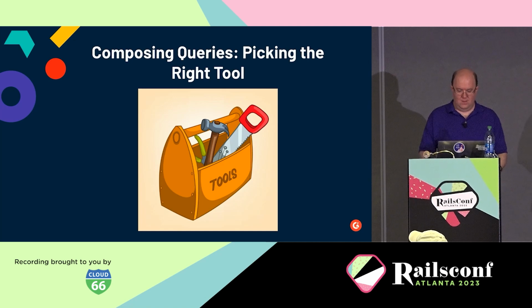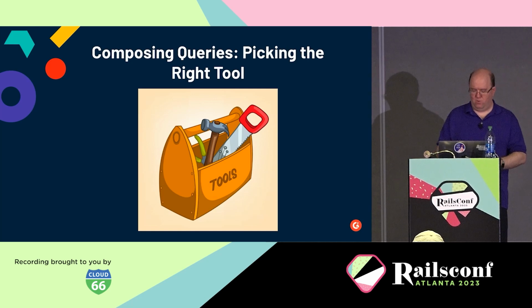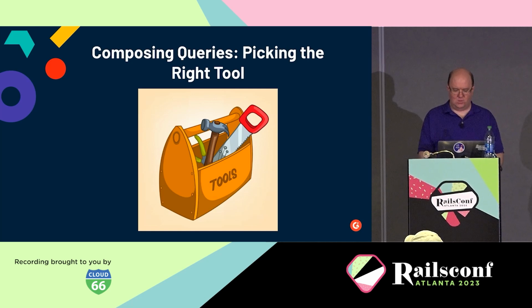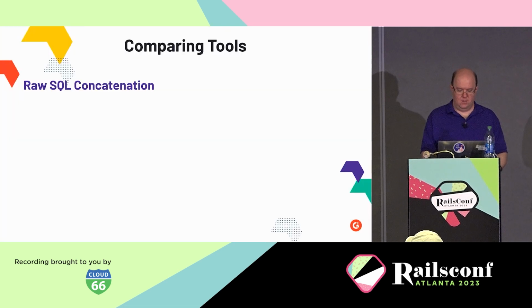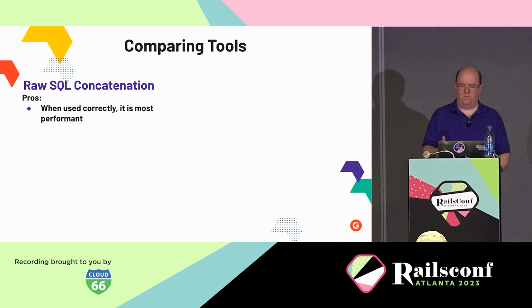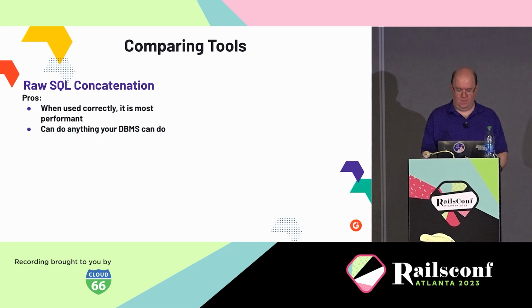All right. Before we get to that, though, I want to convince you that this is potentially the right tool for your application. So let's compare different tools you might use for composing queries. So first, there's always raw SQL concatenation, and this still does have its practitioners and defenders. It has some advantages. When used correctly, it is the most performant, of course. You can't get any more performant by building an abstraction layer above it. It can do anything your database management system can do.